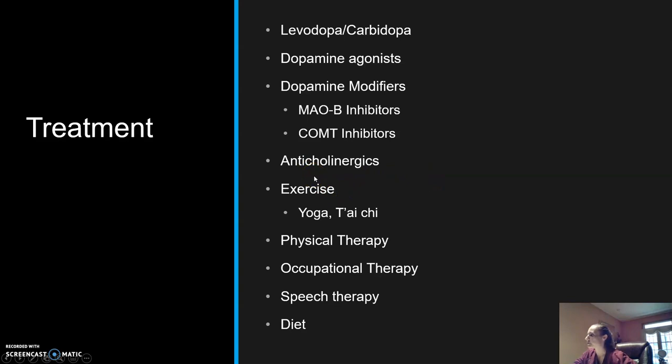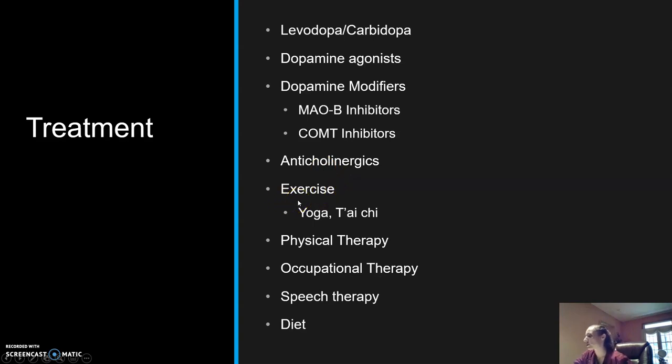Anticholinergics decrease the amount of acetylcholine, so they decrease the tremors that you see. But just think about the side effects of anticholinergics too. The person's going to be very dry, so we need to make sure that they're getting enough fluids every day. That may already be difficult for them because of some of the symptoms that they're having.